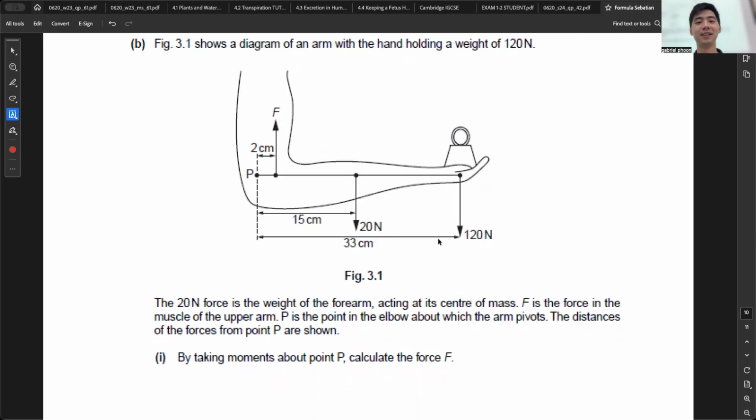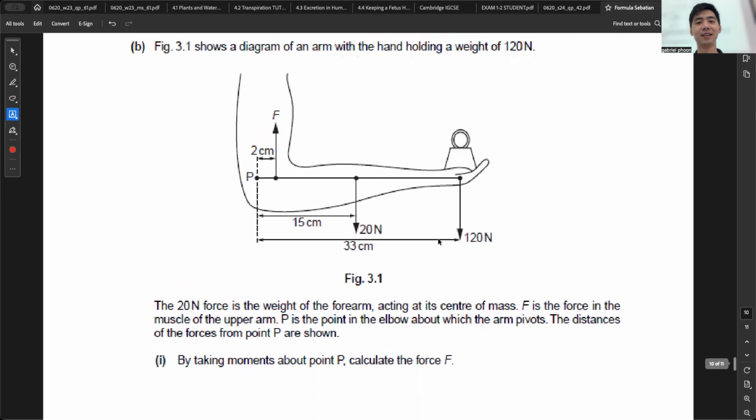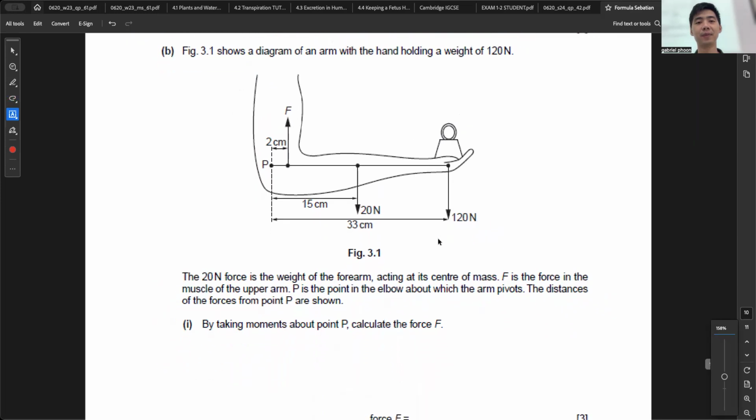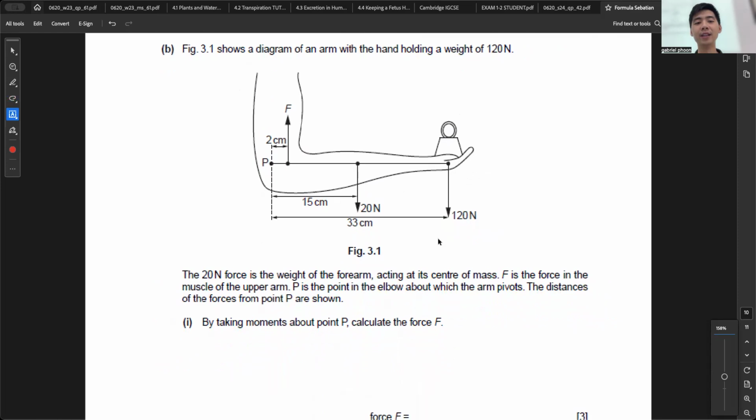Interesting. I don't like the tutor. Who's the tutor? Oh yeah, you remember me. Okay, anyways, everyone, next question here.